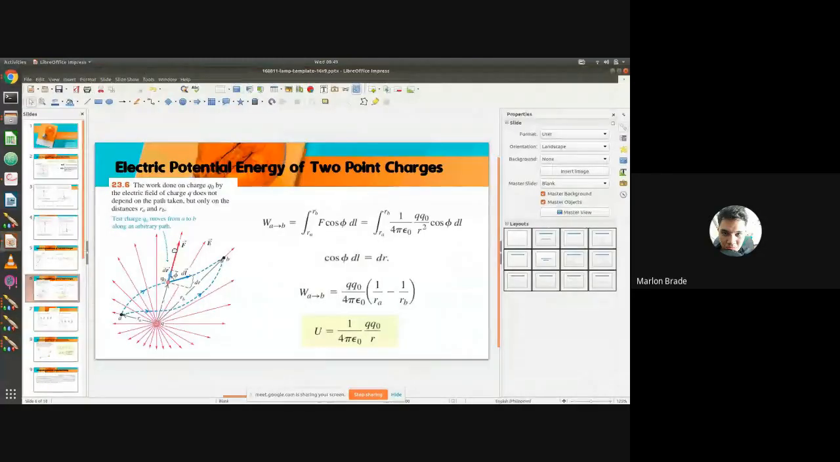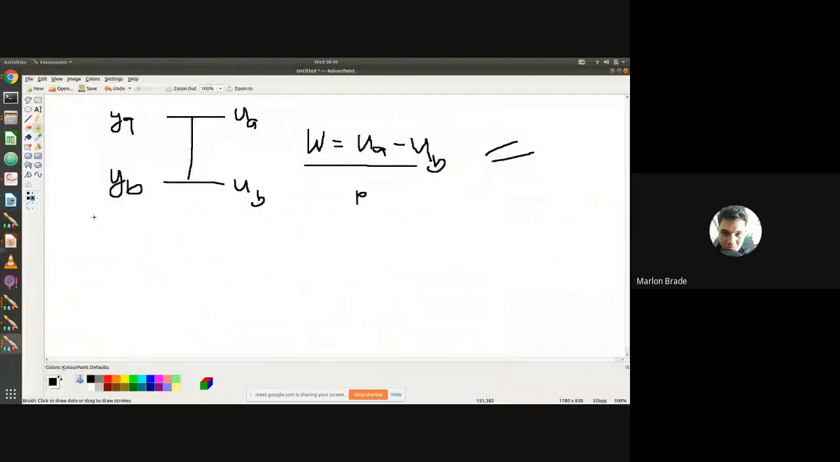So the electric potential energy is path independent. For example, a particle at position y sub a, and you move it. This particle is subject to a conservative force, so it moves from y sub a to y sub b. The work done is U sub a minus U sub b.